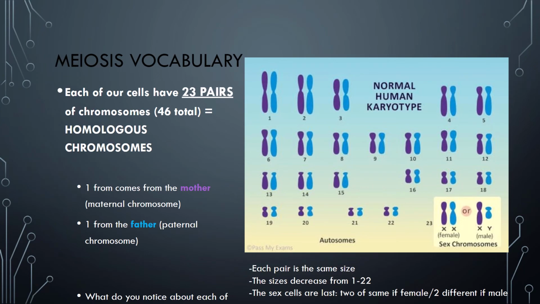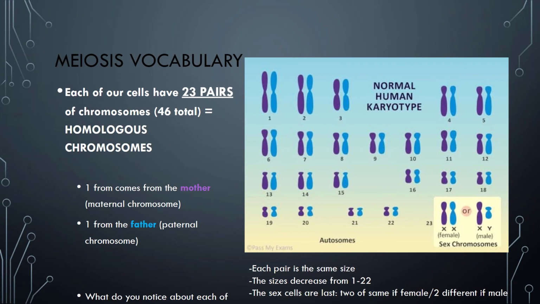So each grouping is the same size. So imagine as you have 23 slots. So you have like a slot 1 chromosome and you get one slot 1 from mom and one slot 1 from dad, because that's why you have 23 pairs or 46 total. You get half from your mom, half from your dad. This is what they're talking about. So one comes from mom, that's the maternal chromosome. One comes from the father, that's paternal chromosome.